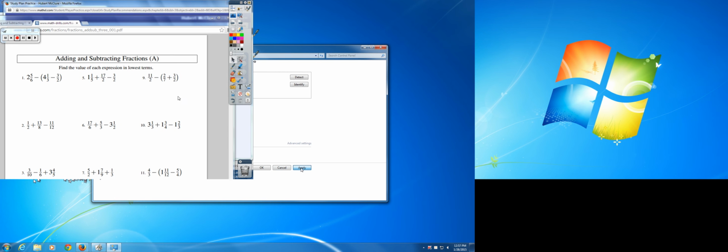All right, let's try something simple. Let's try this one simple. Number 6. Right there, number 6. It's still not the worksheet I'm trying to find. Trying to find one that's a little bit more challenging.